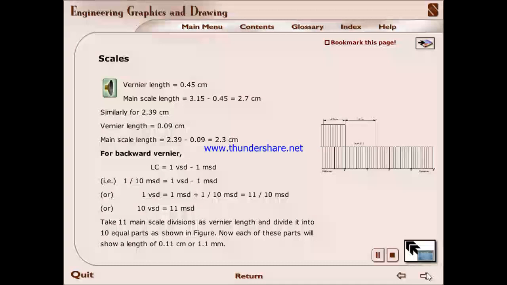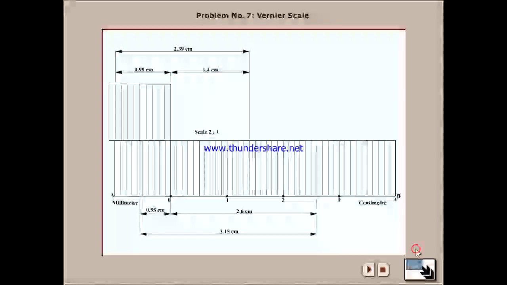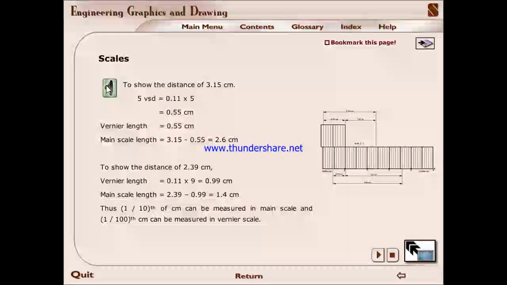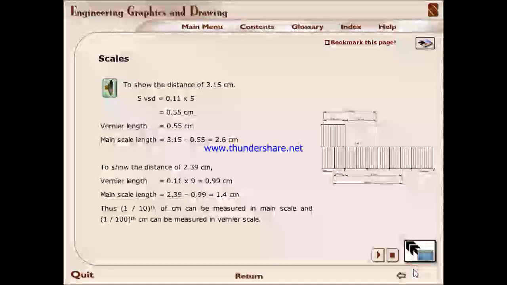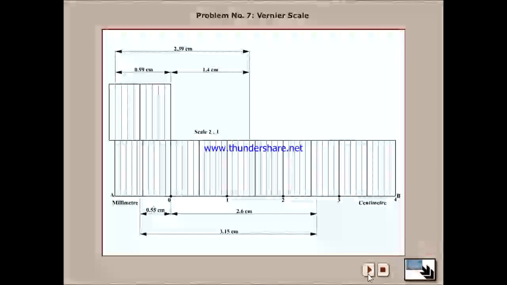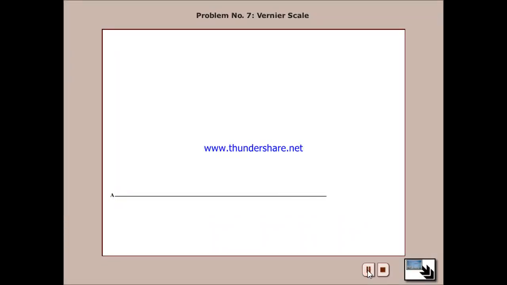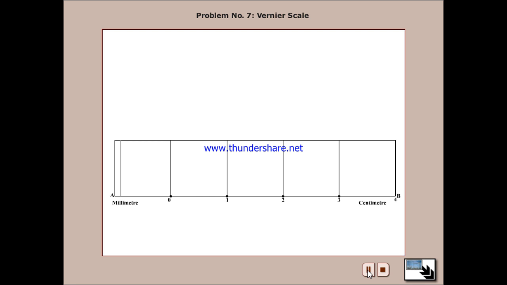Take 11 main scale divisions as vernier length and divide it into 10 equal parts as shown in figure. Now, each of these parts will show a length of 0.11 centimeters or 1.1 millimeters. To show a distance of 3.15 centimeters, 5 vernier scale divisions is equal to 0.11 into 5, that is equal to 0.55 centimeters. Vernier length is equal to 0.55 centimeters. Main scale length is equal to 3.15 minus 0.55, that is equal to 2.6 centimeters. To show the distance of 2.39 centimeters, vernier length is equal to 0.11 into 9, that is equal to 0.99 centimeters. Main scale length is equal to 2.39 minus 0.99, that is equal to 1.4 centimeters.